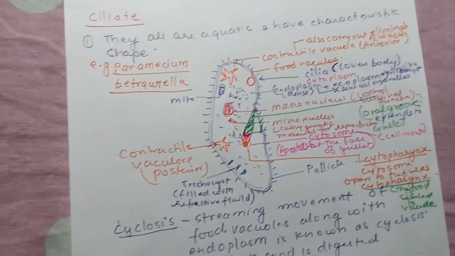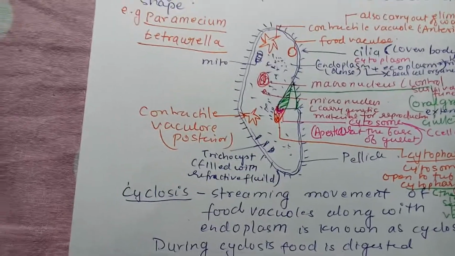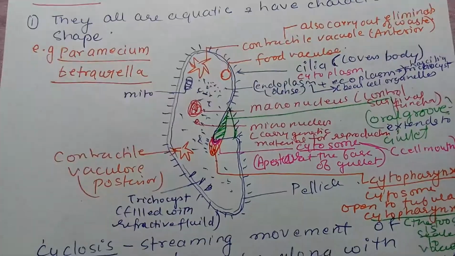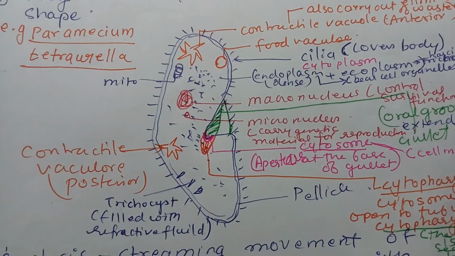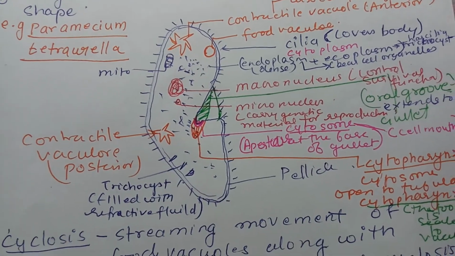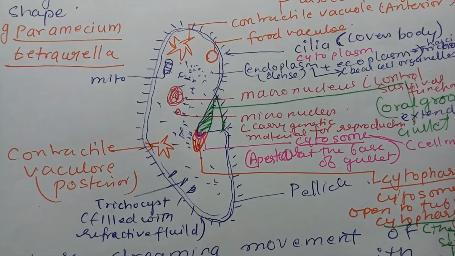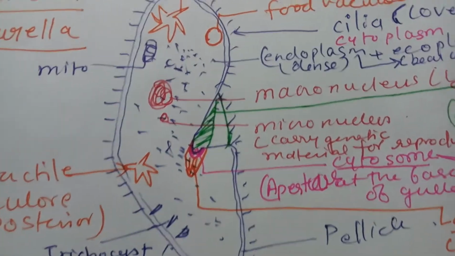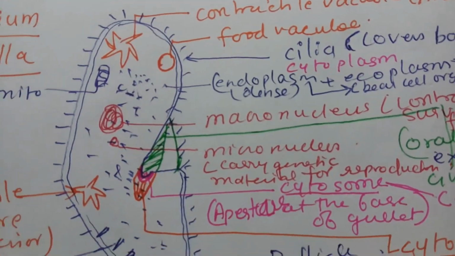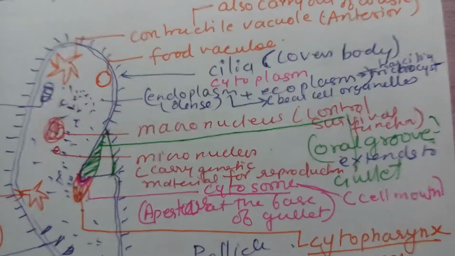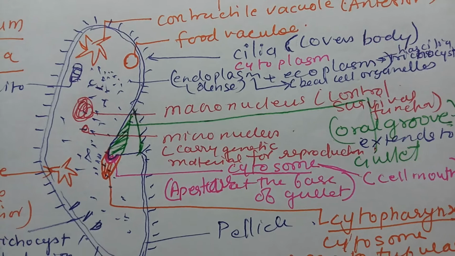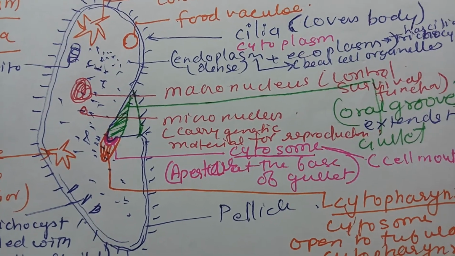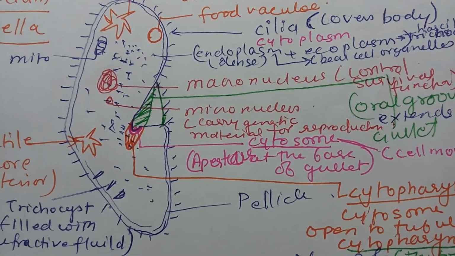So if you look at the structure of paramecium, it is slipper shaped, very common, and the whole body is covered by cilia. Then it has all the organelles which are present in the eukaryote, but here you can see two different nuclei are present. One is macronucleus and the other micronucleus. Macronucleus controls the survival function of the cell, whereas micronucleus carries the genetic material for reproduction.